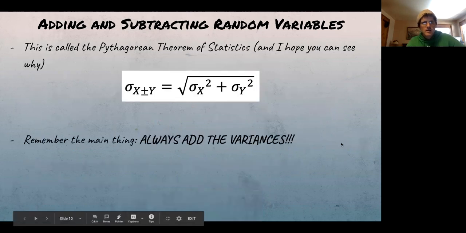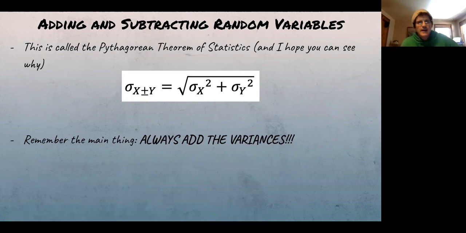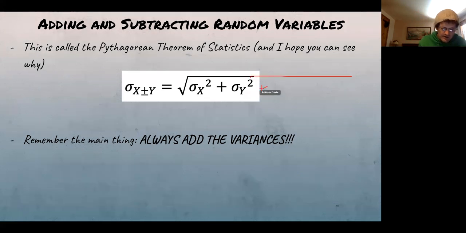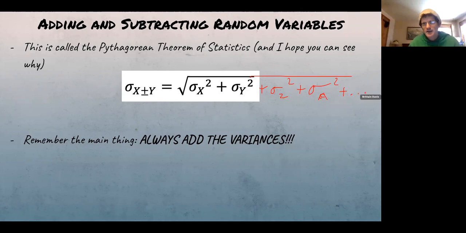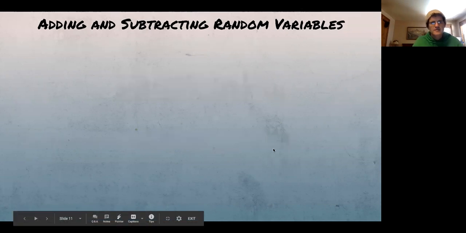So this is called the Pythagorean theorem of statistics. And you should know your Pythagorean theorem well enough to know that we're essentially just using that. Now, to be fair, we can combine a lot of variances together. This could theoretically be even more: the variance of z, the variance of a, random variable a, and so on. It doesn't just have to be two. We could combine lots of things together. But a lot of times we're just dealing with two random variables. And there's the main thing: always add the variances.